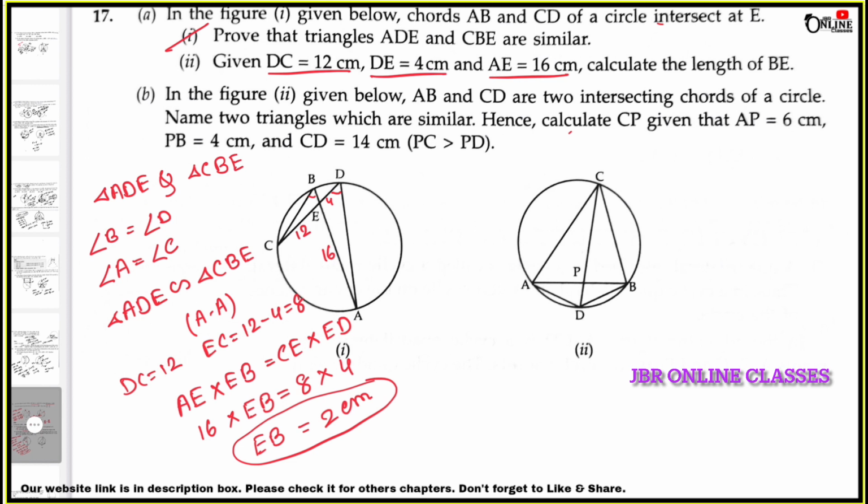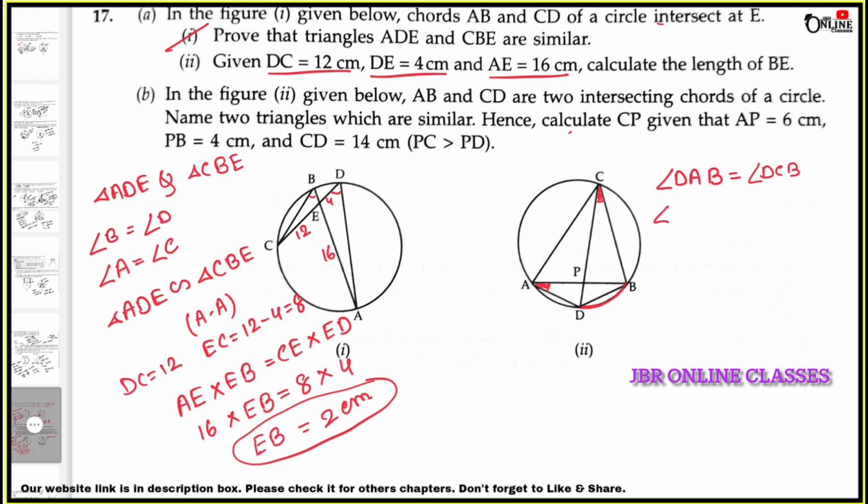Okay. So, here angle DAB, this angle, equal to angle DCB. Okay, DAB, DCB, these two angles lie on the same segment. DAB and DCB lie on the same segment. So these two angles are equal.